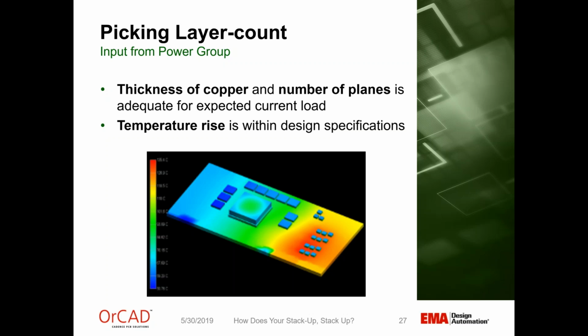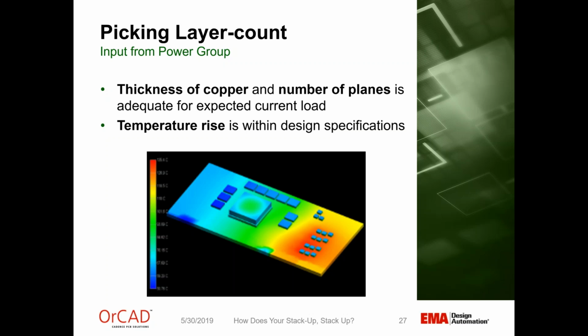So the thickness of the copper and the number of planes, they want to make sure that that's adequate for the current load that they're expecting on the board. And those material selections and the amount of material that they have is going to have a major effect on the temperature rise and making sure that's within their design specifications. So the power group wants to make sure that there's adequate path for the current to flow to power the devices and doesn't generate too much heat that's ultimately going to cause problems.